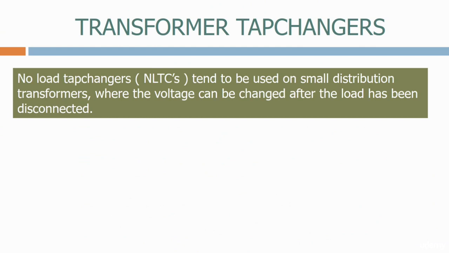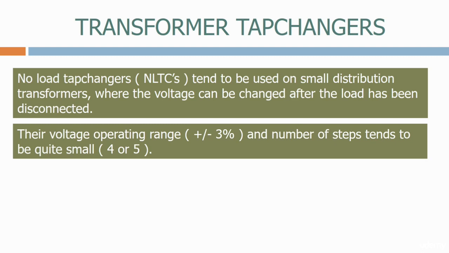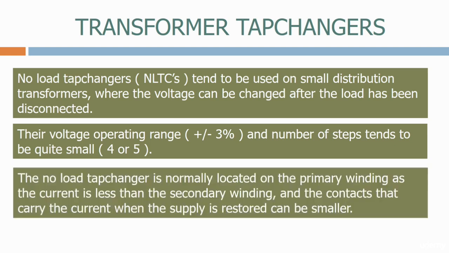No-load tap changers, or NLTCs, tend to be used on small distribution transformers, where the voltage can be changed after the load has been disconnected. Their voltage operating range, typically plus or minus 3%, and number of steps tend to be quite small, typically 4 or 5. The no-load tap changer is normally located on the primary winding, as the current is less than the secondary winding, and the contacts that carry the current when the supply is restored can be smaller.